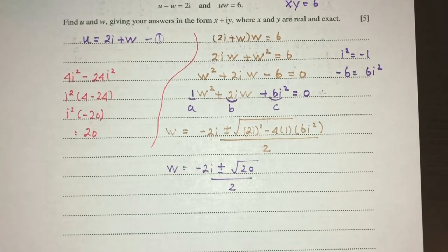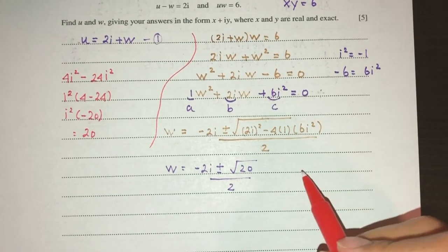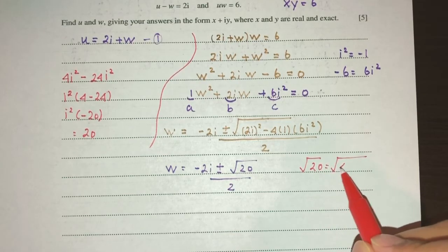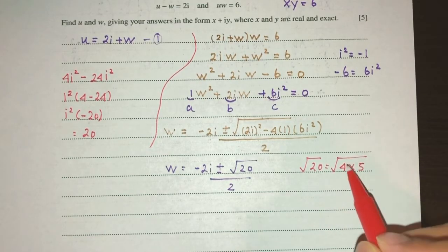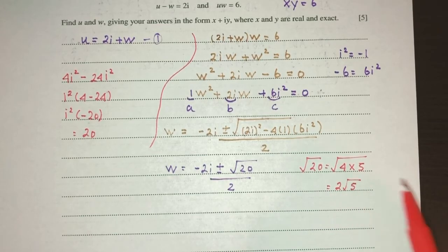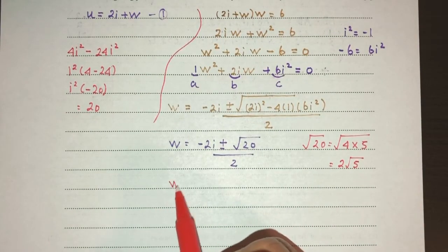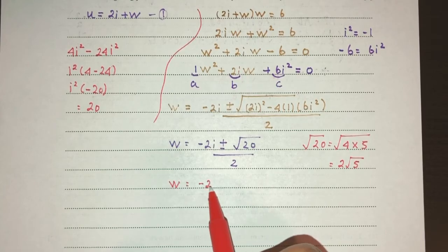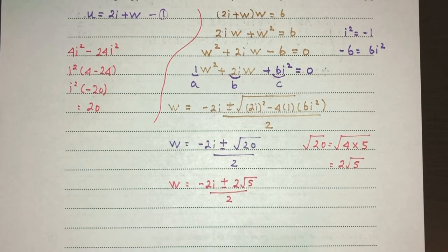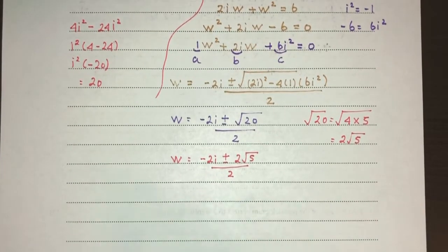Now observe, what is root of 20? If you can simplify this, if you observe, root of 20 is equal to root of 4 times 5, right? So you can take out this 4, you will become 2 root 5. So your answer will be w is equal to minus 2i plus minus 2 root 5 over 2. So now we have two values of w. The first value, let's call it w1.